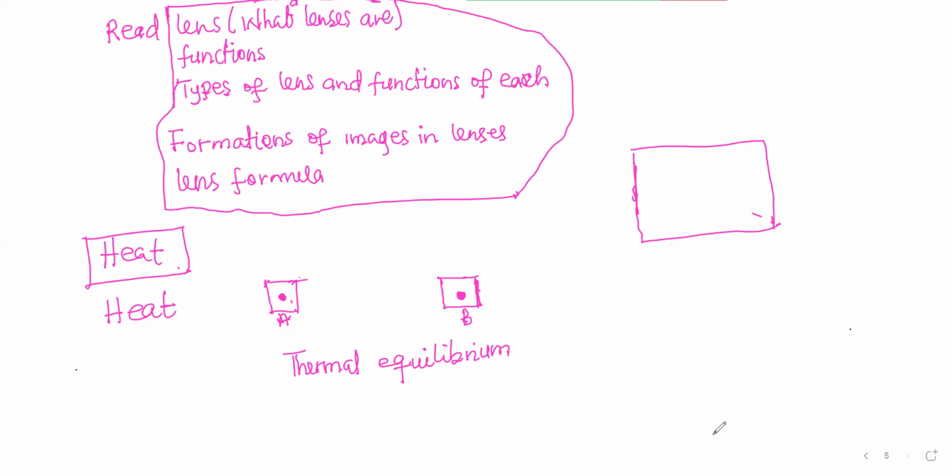Okay, so class, this is where we end today's session. We'll continue on Thursday. But please do not forget your reading assignment: lenses, what they are, types and functions of the specific types, formation of images. Make notes because you'll be presenting it, and then I'll be probing whatever you give me. So get the notes so that when a question is asked, you can answer it as expected. If there is no question, then this is where I end today's session.